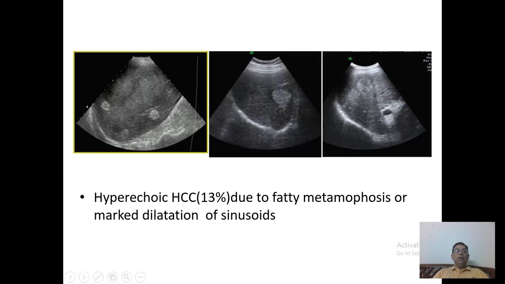Remember what we talked about? Hyperechoic is when it resembles the subcutaneous fat. The density of this kind of lesion resembles the density of fat. Now, this is because of some fatty metamorphosis or marked dilatation of the sinusoids.